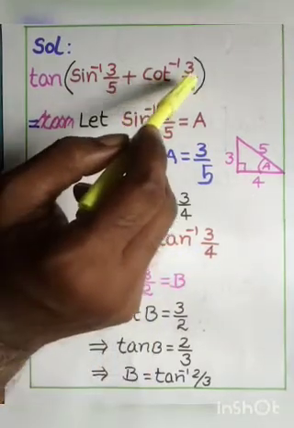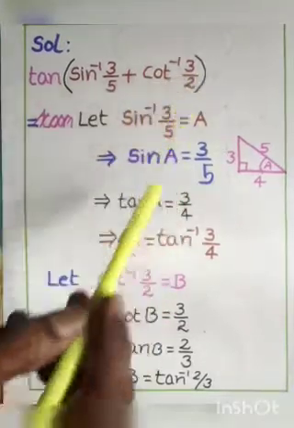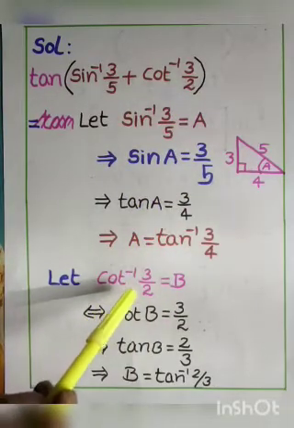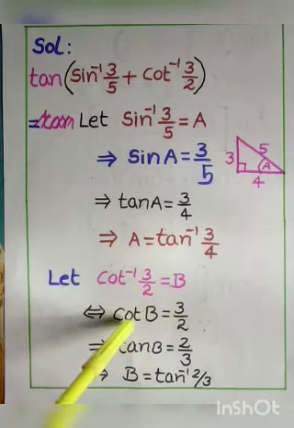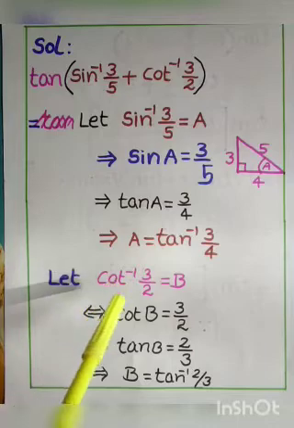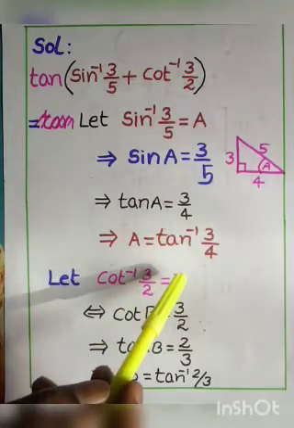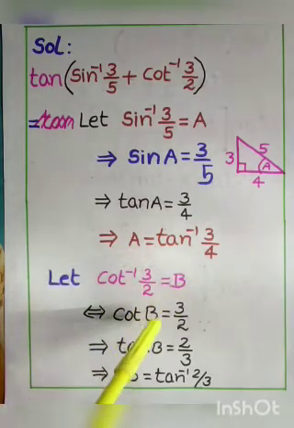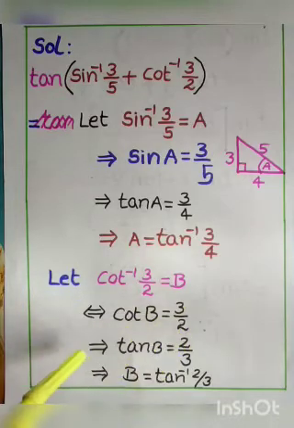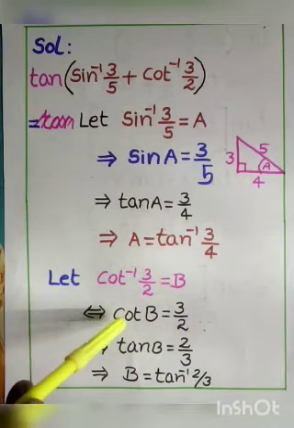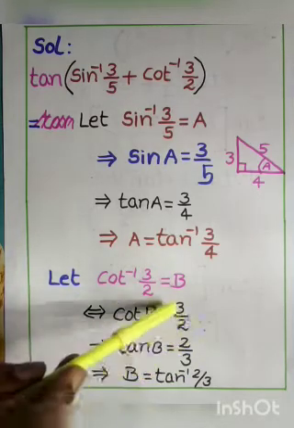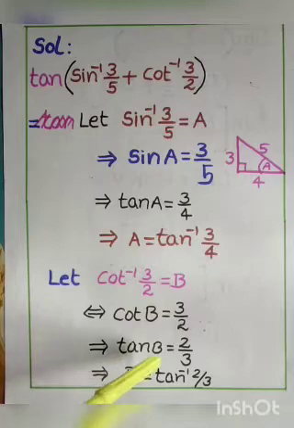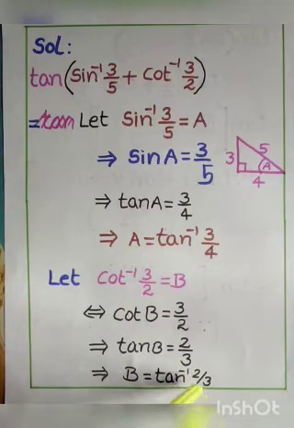Similarly, take the second term, that is cot inverse 3 by 2. So let us consider cot inverse 3 by 2 is equal to B. This implies cot B is equal to 3 by 2. As I said previously, if you are sending this term into RHS, it becomes cot. So cot B is equal to 3 by 2. This implies cot B means multiplicative inverse of tan. So tan B is equal to 2 by 3. This implies B is equal to tan inverse 2 by 3. Understood these steps, my dear children?